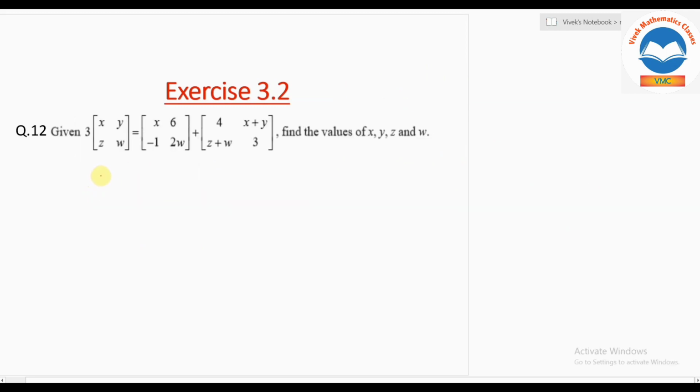Okay. So the 12th question is given: 3 times this matrix equal to the sum of these two matrices we have given. They are asking to find the values of x, y, z and w. So we will apply the equality rule and the sum of two matrices. The left side will become 3 times this matrix. So 3 will be multiplied with each and every element. So we will get 3x, 3y, 3z and 3w.